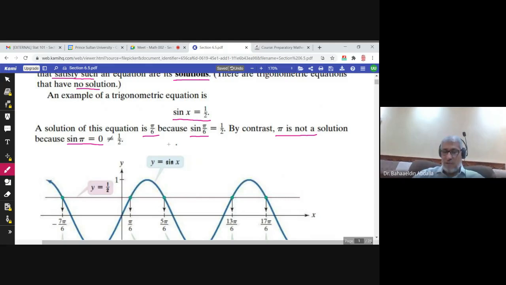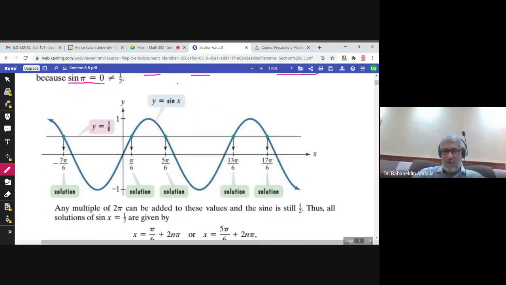Now, an important question. Is pi over 6 the only solution of this equation? And the answer is no. This equation has infinitely many solutions. Let us look at the graph of sine. This is the graph of sine, and this is the line y equals half.